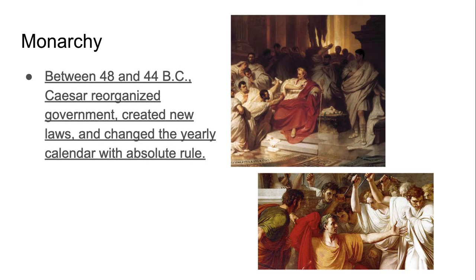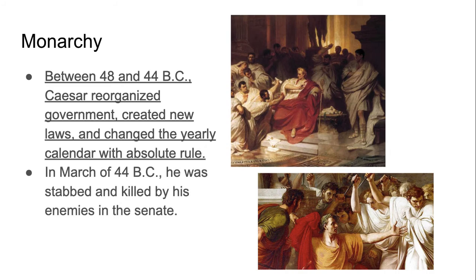Between 48 and 44 BC, during his time as emperor, Julius Caesar reorganized the government, created new laws, and even changed the yearly calendar because of his absolute rule, meaning that he had the final say in all decisions that were made. So yes, he was able to further the education and economy of his country, but he was also kind of hard to deal with. In fact, in March of 44 BC, he was stabbed and killed by his enemies in the Senate. They called him in for a meeting, and when he arrived to discuss whatever they wanted to meet about, they handed the knife back and forth and murdered him.